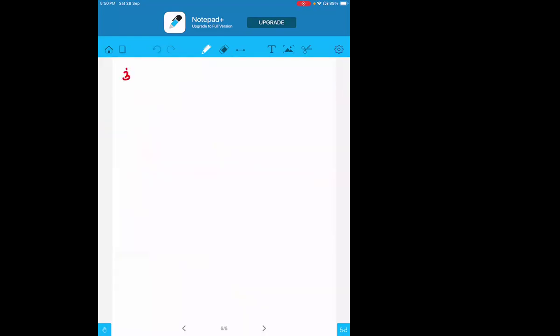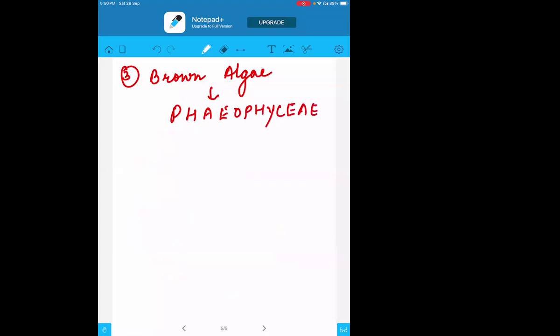Then the third category we have is the brown algae, which is called Phaeophyceae. Generally, Laminaria belongs to this category. Laminaria is also an algae, a brown algae. They are the examples of this.